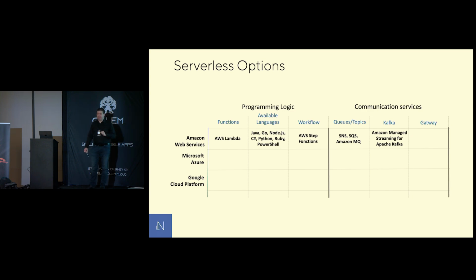Regarding Kafka, they have an actual implementation called Amazon Managed Streaming for Apache Kafka. It's a terrible name because it looks like it only supports the streaming part of Kafka, but that's just the naming convention. It's a typical Kafka cluster that's managed by Amazon. For the gateway, they have an API Gateway. We'll come to that. Microsoft functions are called Azure Functions.